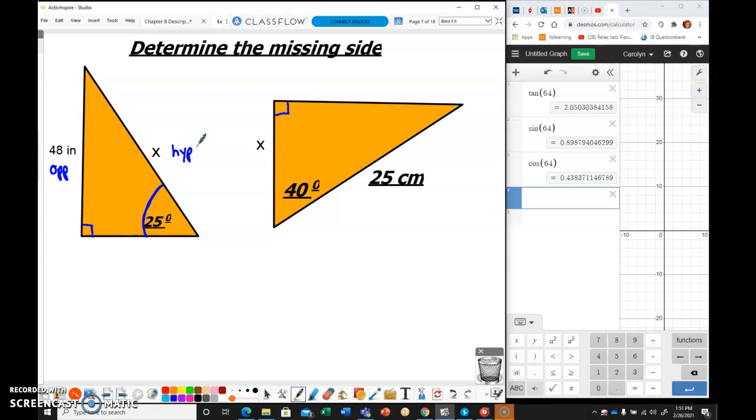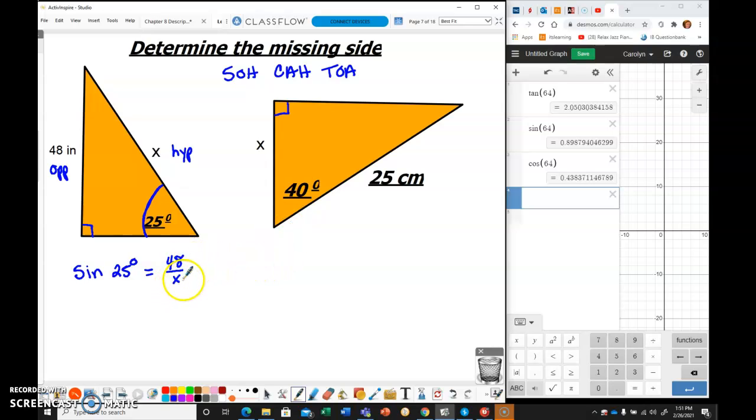So when I try to figure out which ratio I want to use in SOHCAHTOA, I want to find one that uses the opposite and the hypotenuse. And that ends up being our sine function. So I go ahead and write my ratio. I say that the sine of 25 degrees is equal to the opposite side, which is 48, divided by the hypotenuse, which is x. And now it's just a matter of solving using algebra to get x by itself.